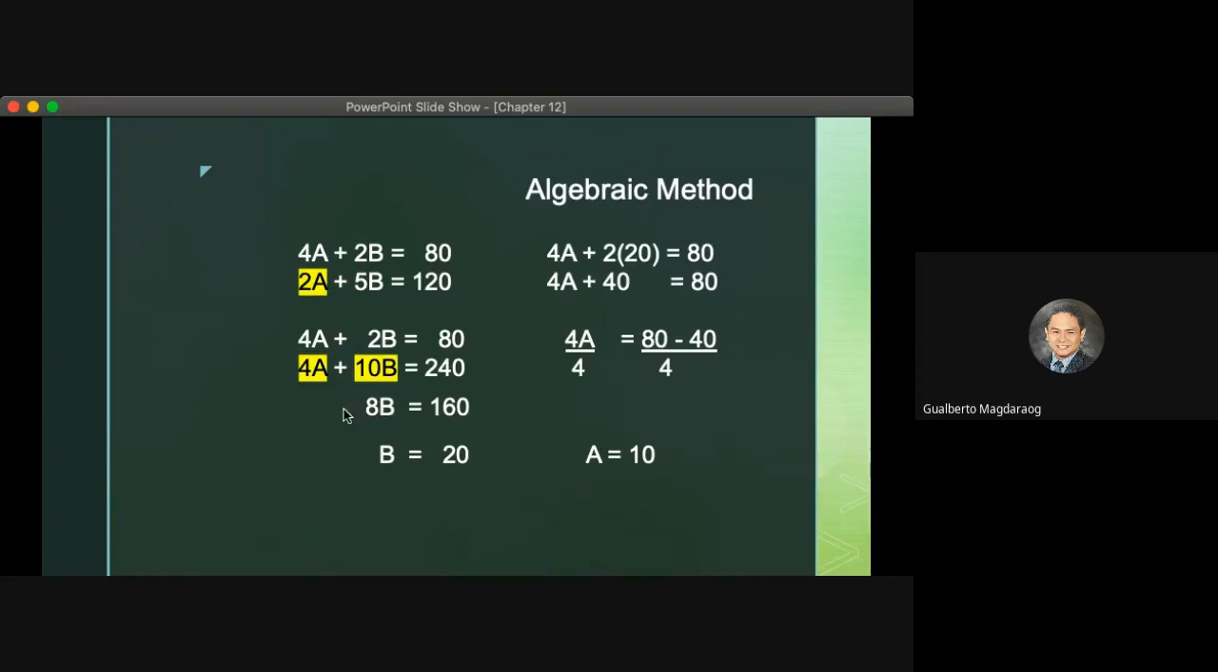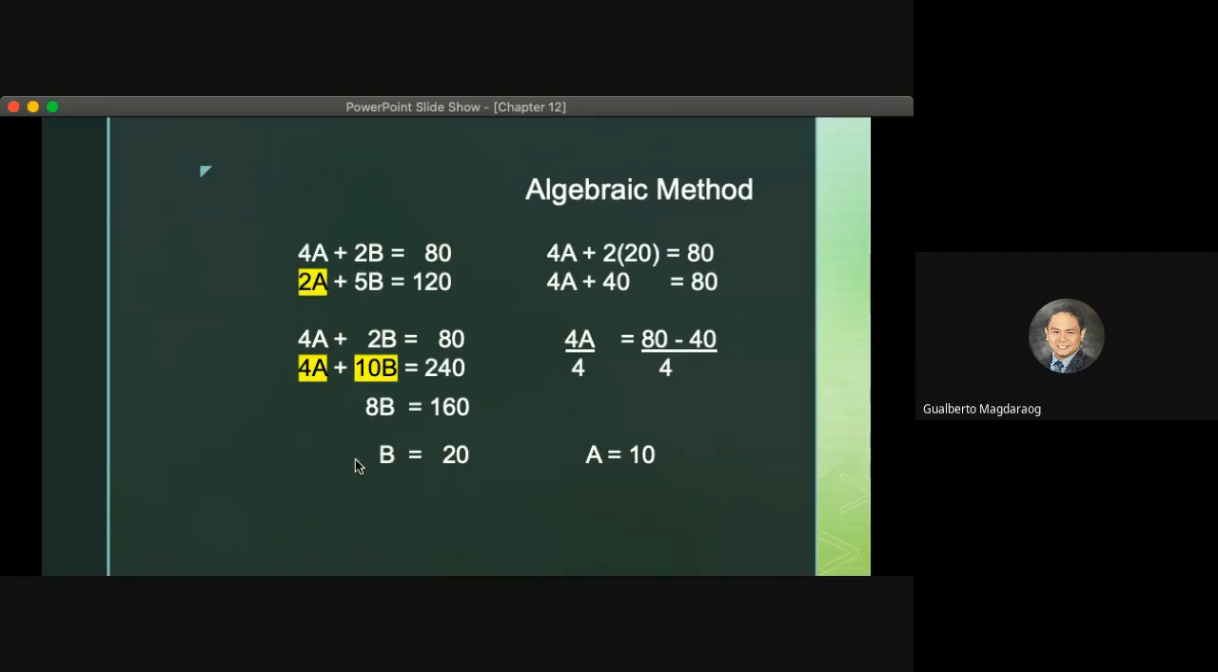And then 2 minus 10 equals 8. If you wanted to use negative, that is okay. Negative 8B is okay. 80 minus 240 is negative 160. And then you divide both sides by negative 8. So negative over negative is positive. Negative 160 over negative 8 is 20. So therefore, B is 20.